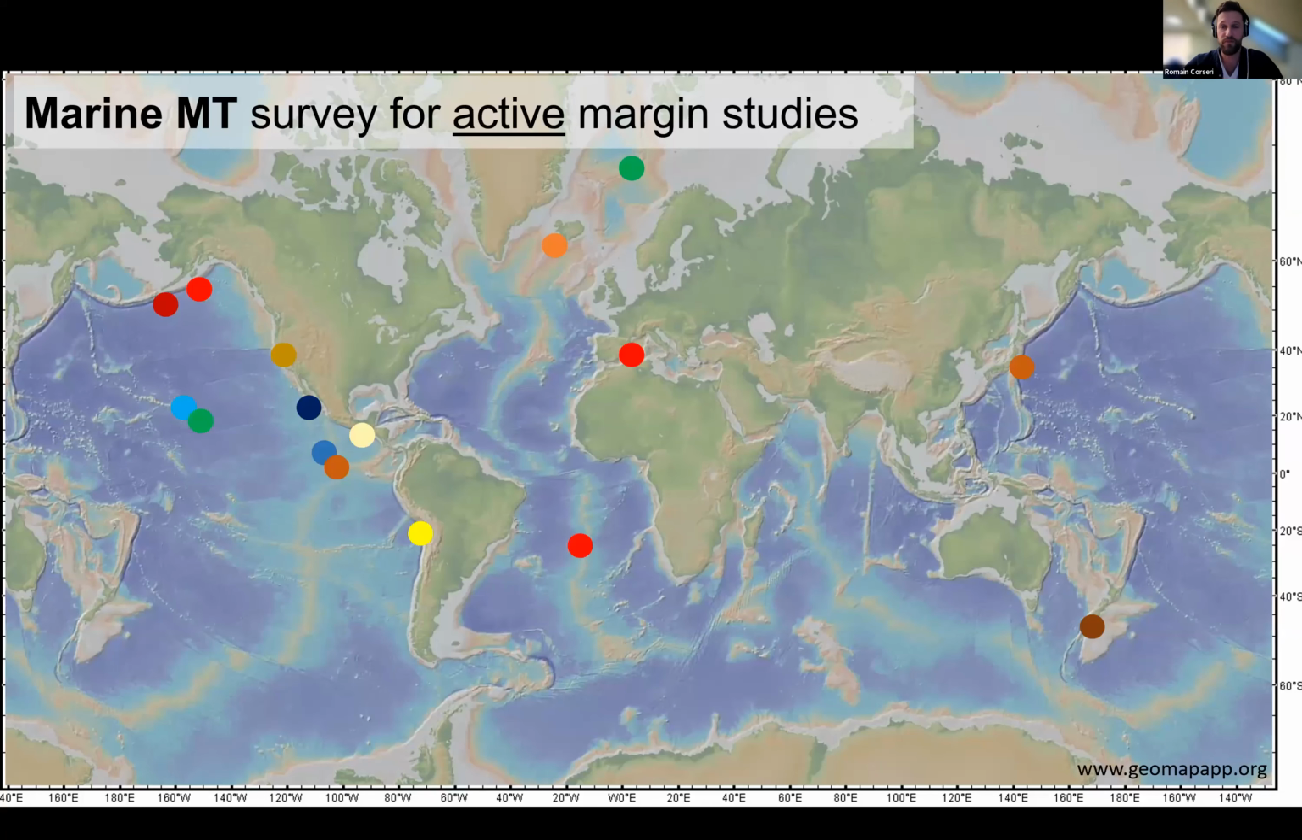So here is a map of the Earth, and the dots are marine MT surveys for active margin studies. You see there's actually a wealth of research that has been done on ocean ridges, subduction zones, and hotspots, mainly by Scripps and other institutes, which have been acquiring this data. So there's actually a wealth on active margins.